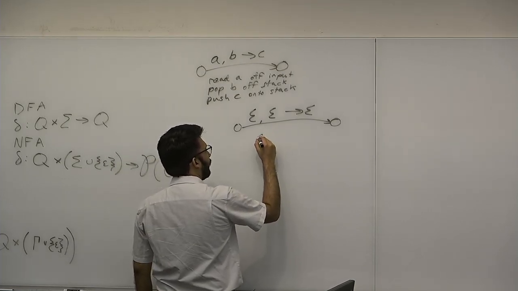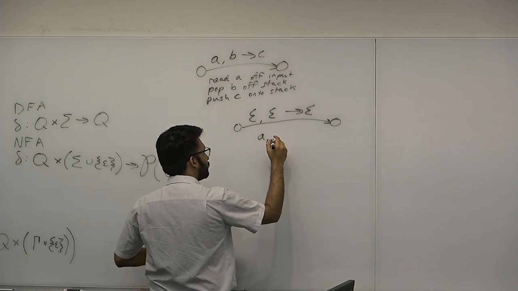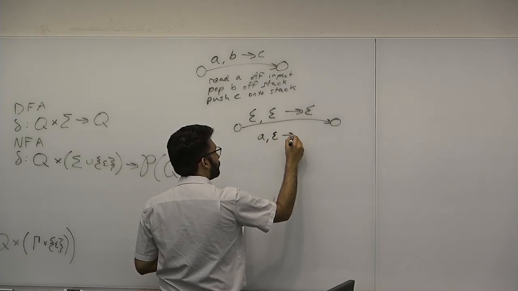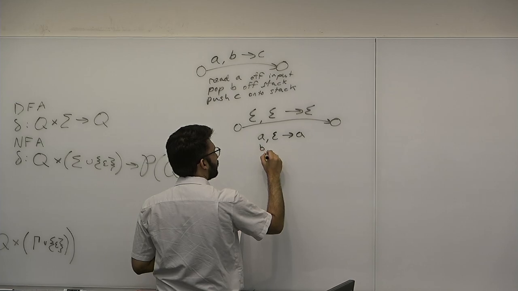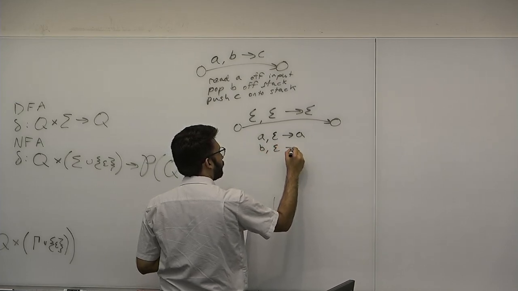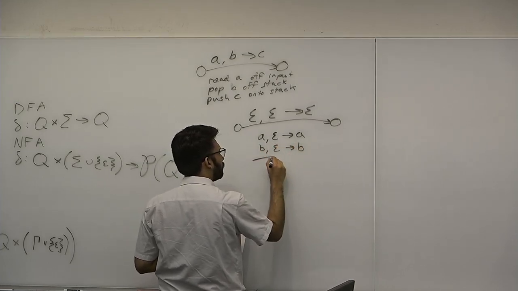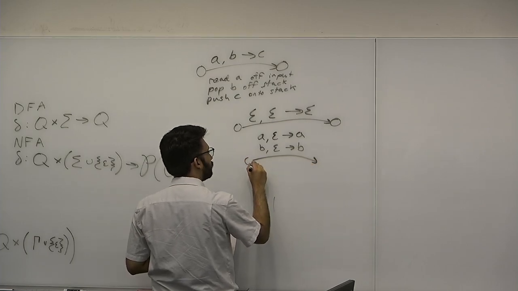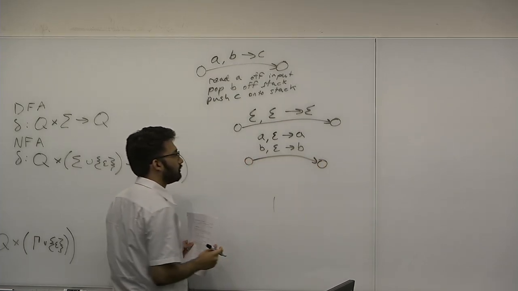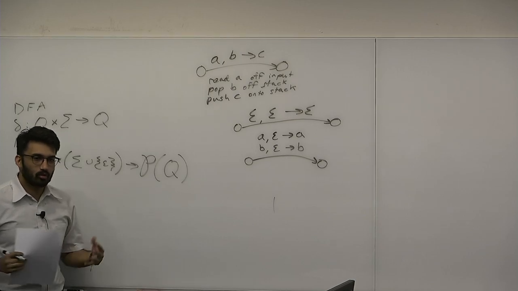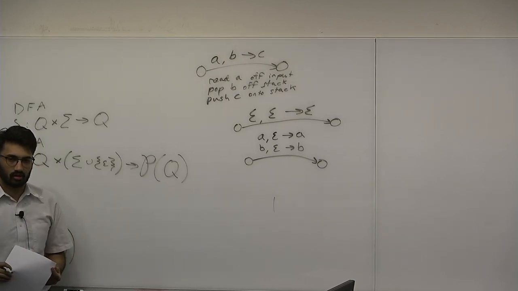Okay, now what if we had something like this? We had A, we read A off the input, we pop nothing, and then we push A. We read B off the input, we pop nothing, and we push B. As a programming kind of thing, what do you think this transition is doing?